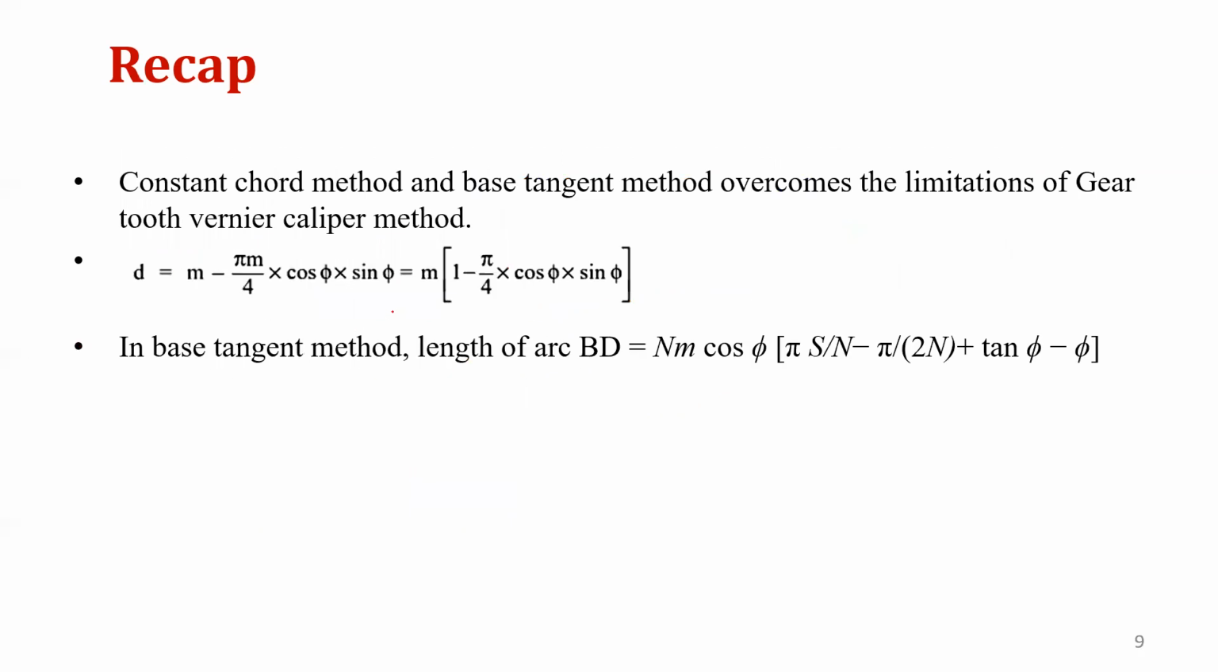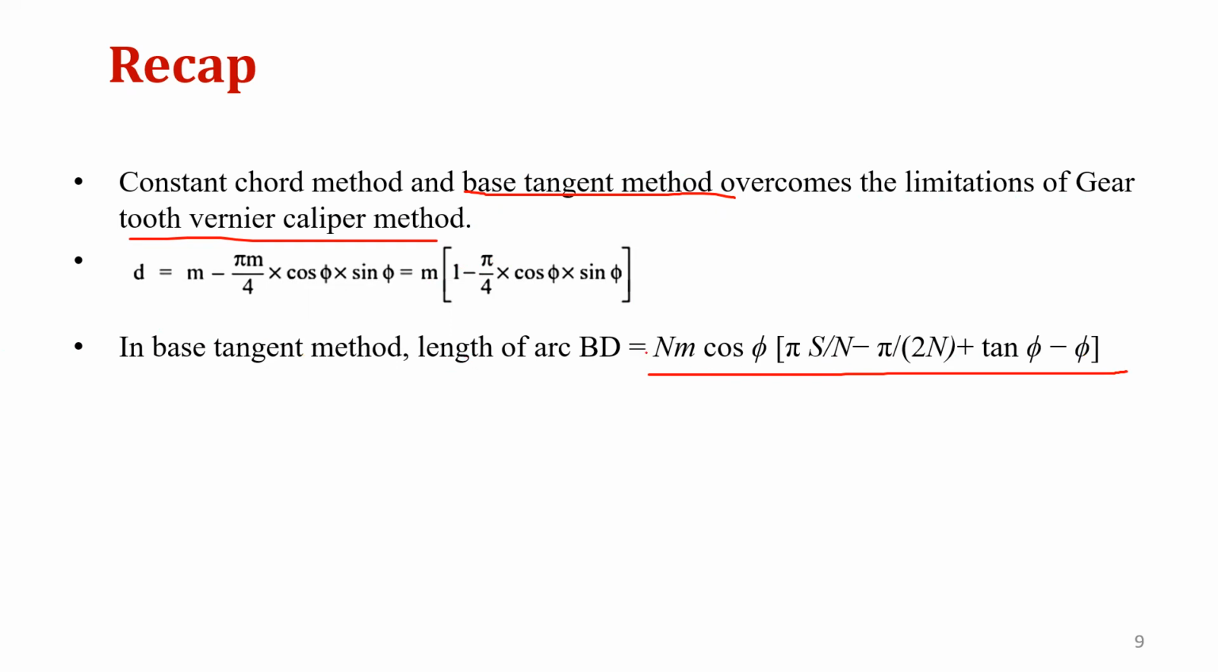And then we discussed the constant chord method. This method overcomes the limitations of the gear tooth vernier caliper method and the base tangent method. In the base tangent method, the length of the base tangent is calculated as Nm cos phi into (pi s by n minus pi by 2n plus tan phi minus phi).